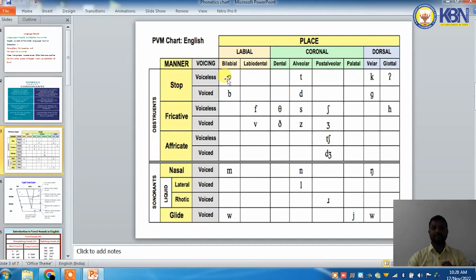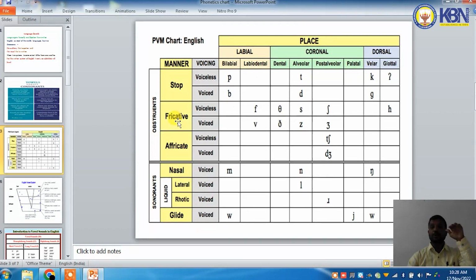Plosives. Look at this. Under this we can see around 6 different phonemes which we name as plosives: p, t, k, b, d, g. These are plosives. Next, coming to the second category, we call them fricatives.